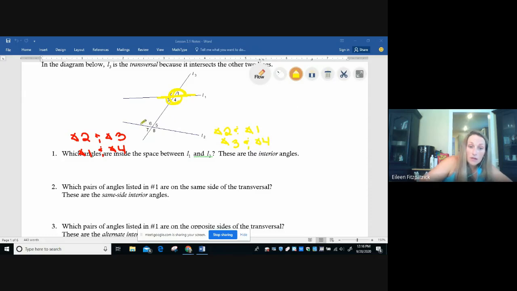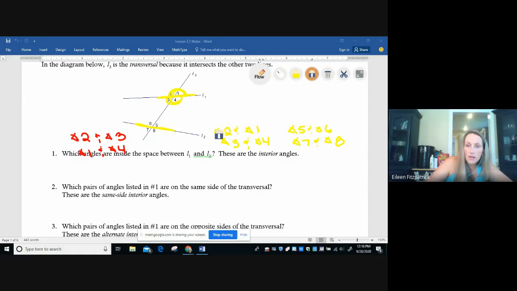Now we have to look down at this portion of the diagram. Here is a straight line. Which angles will add up to give me that straight line? 5 and 6, 7 and 8. So we have angles 5 and 6, and then we have angles 7 and 8.